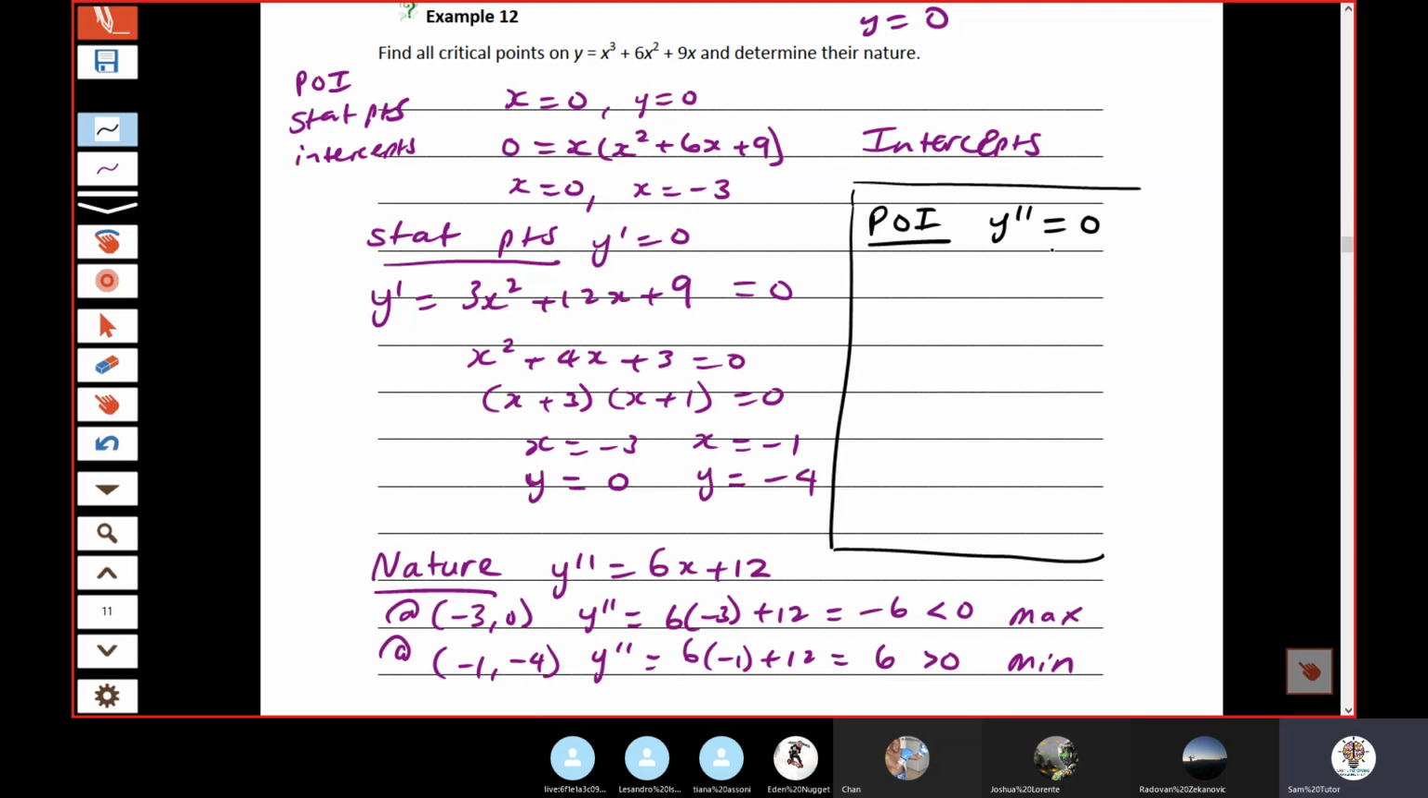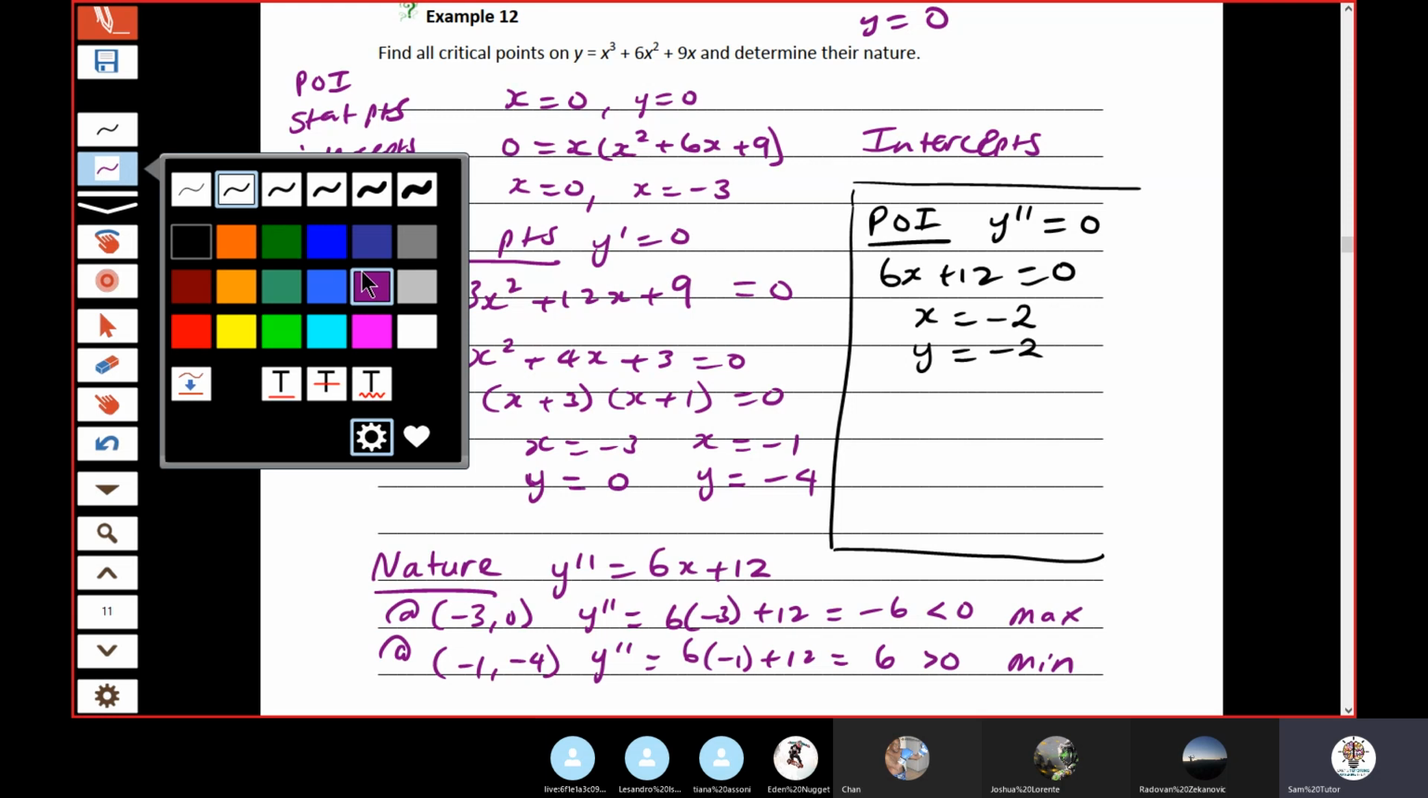Point of inflection, y double dash equals 0. Let's do it. So this bit here, 6x plus 12 equals 0. x equals minus 12 on 6, negative 2. Sub it back into the original, because that's where you get the y value from. Negative 8 plus 6, negative 2 squared plus 9, negative 2 is negative 2. So now we've found our point of inflection. Here's a big but. That's right.